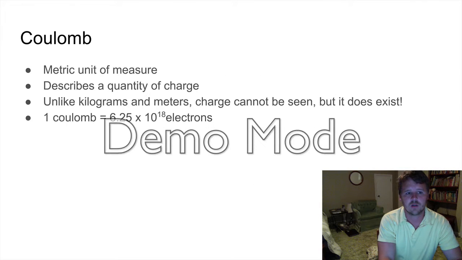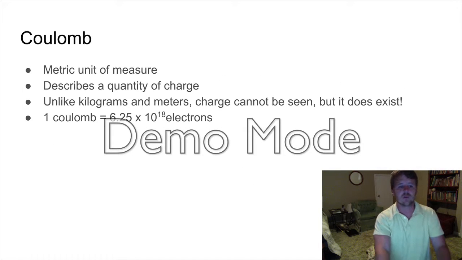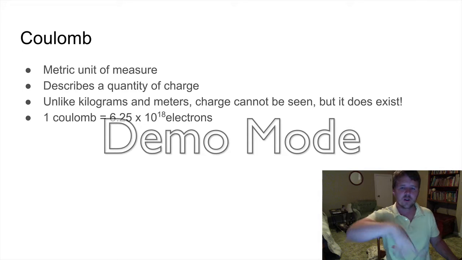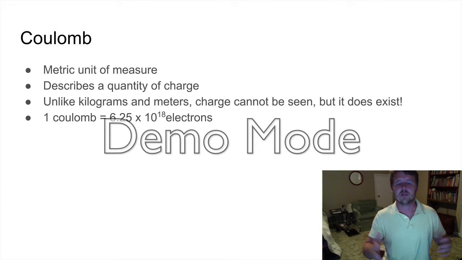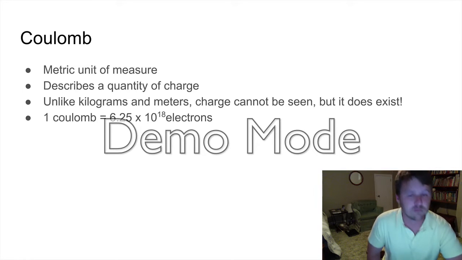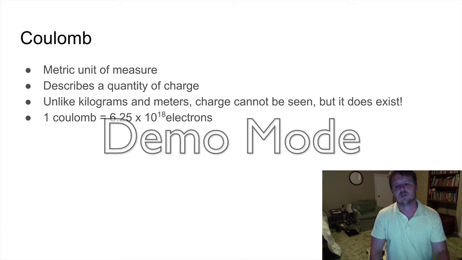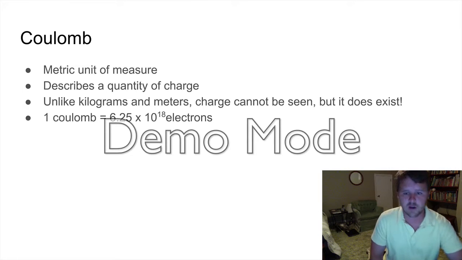And now you ask, what is a coulomb? Well, it's a metric unit of measure. It describes a quantity of charge. If you want to imagine it as a big bag of electrons that's in a battery, when you turn that battery on, these little electrons go running around the circuit. And when they get to that light bulb, they power up that light bulb. And they use some energy to do it, and then they run back around to that battery.